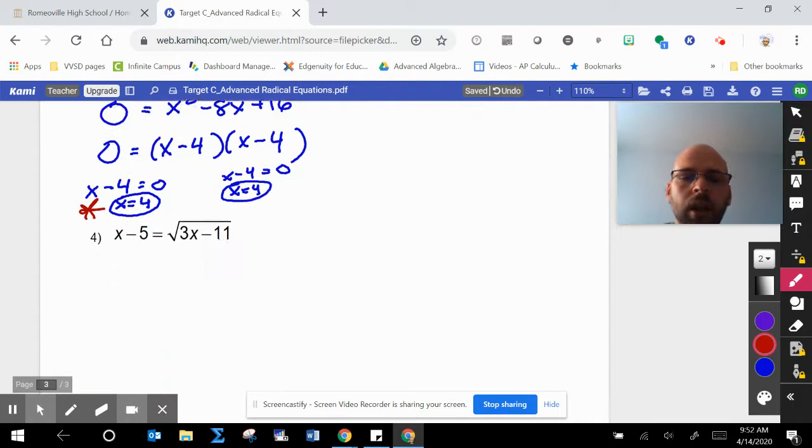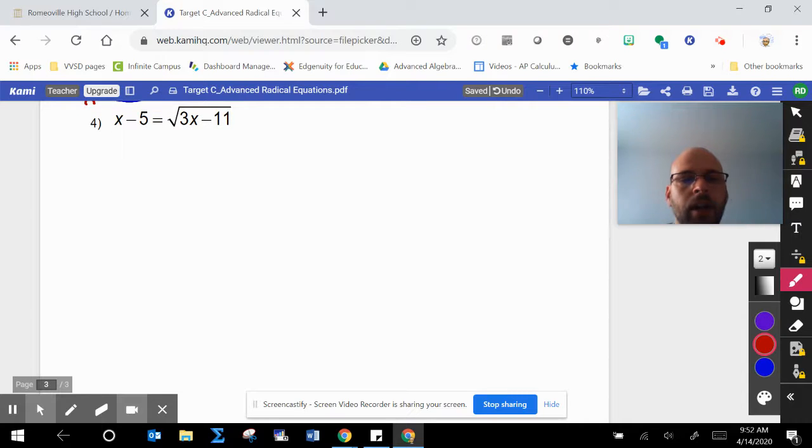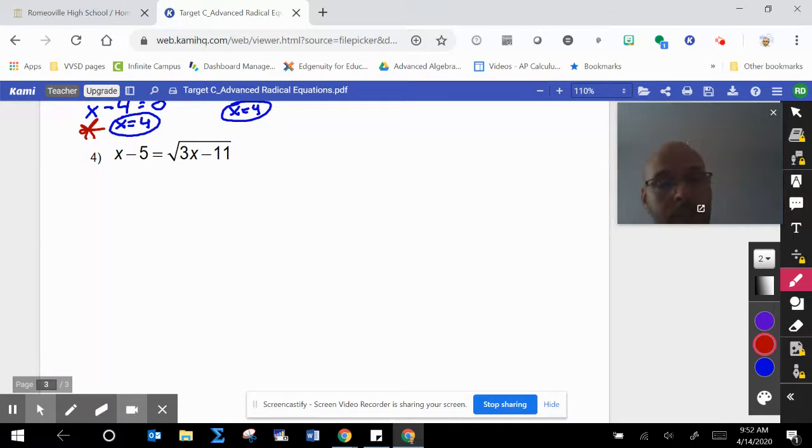Okay? So again, if you guys notice, the radical for this question is on the right-hand side. That doesn't change how I do things. It's all by itself. I have the radical, no other terms on the same side of the radical, so I can go ahead and get rid of it. I can square both sides.